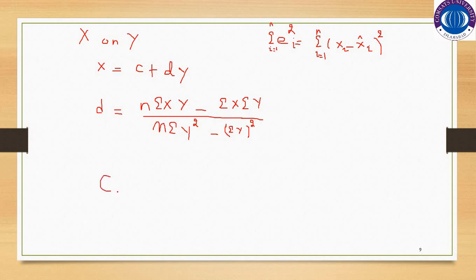whereas c is equal to x bar minus d into y bar. By substituting the values in these two formulas, we get the estimates of the parameters, and we can fit the line: x hat is equal to c plus d into y.